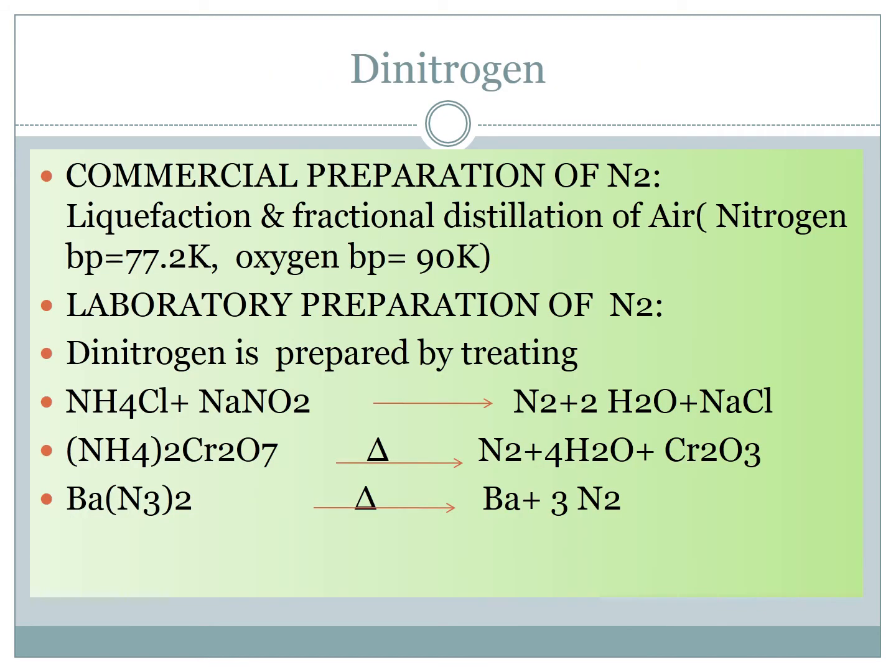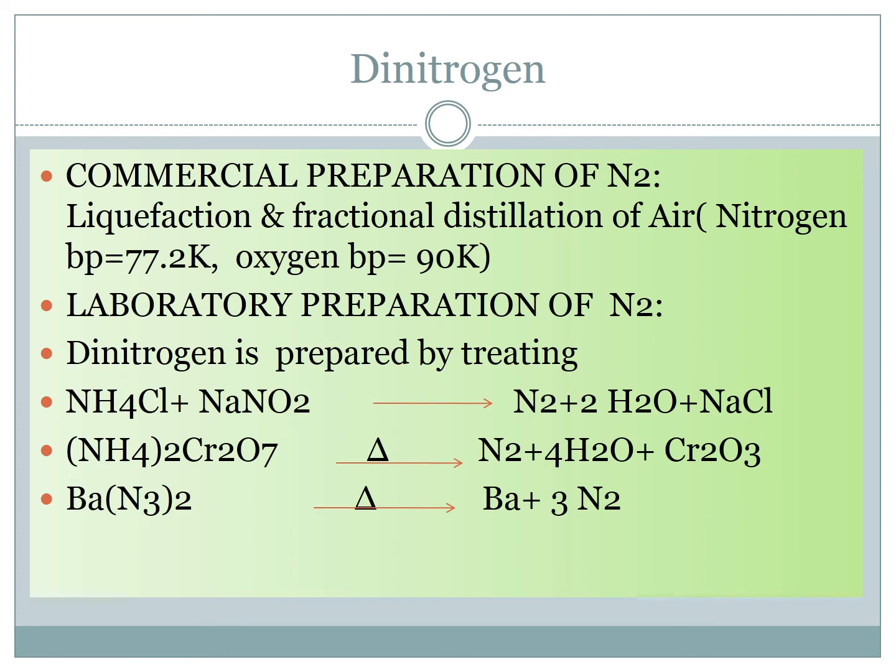Coming to the molecules in the group. First one is dinitrogen. Nitrogen is a gas and it is commercially prepared by the liquefaction and fractional distillation of air. The liquid air will contain mainly nitrogen and oxygen. You find that nitrogen has a lower boiling point and so it can be distilled out faster compared to oxygen. However, the laboratory preparation of nitrogen can be done in several ways.